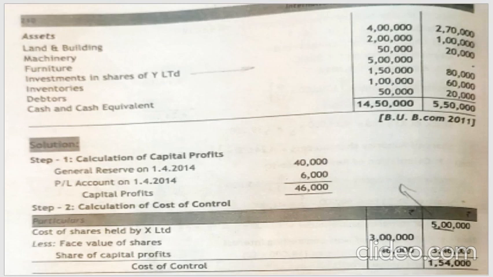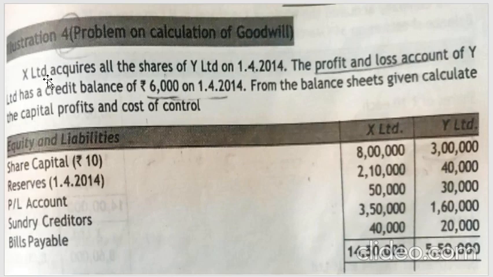To get into the solution, we need to know what they have asked us to find out. If you read the question, they have asked: from the balance sheet given, calculate the capital profit and cost of control. Capital profit comes after finding out the ratio, then we will calculate revenue profit. After that, we'll calculate minority shareholders, then we will calculate cost of control, that is goodwill or capital reserve. So here they have asked us to calculate capital profit.